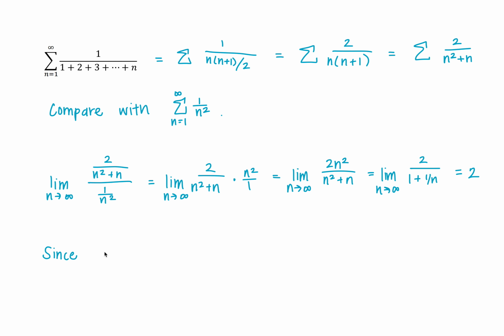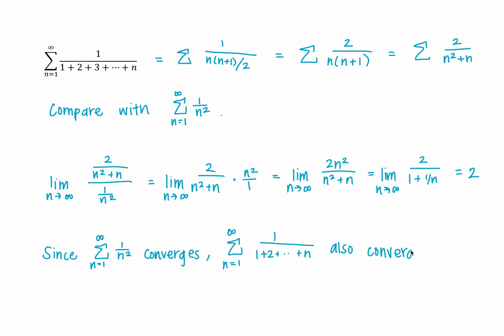So we can say, since the series 1 over n squared converges, and that's n equals 1 to infinity, the series that we've been given is also going to converge. And those are your comparison tests.